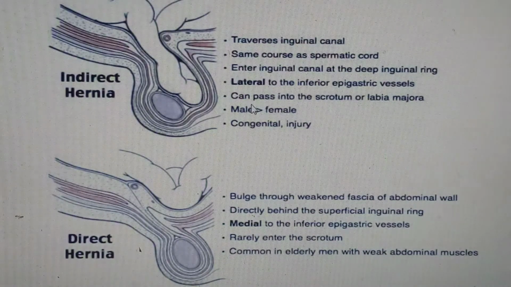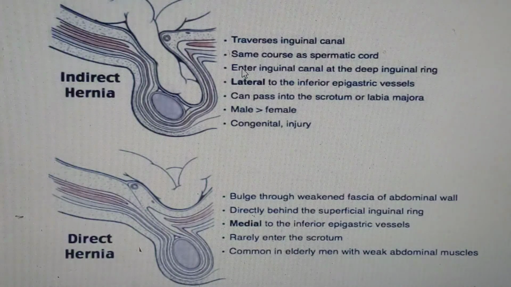Then again, as we said, it can get into the scrotal sac. In the case of females, it can get into the labia majora, because of course we know that the scrotum in females has a homologous structure, the labia majora. And as I indicated, it's going to occur lateral to the inferior epigastric vessels. Lateral to inferior epigastric vessels.